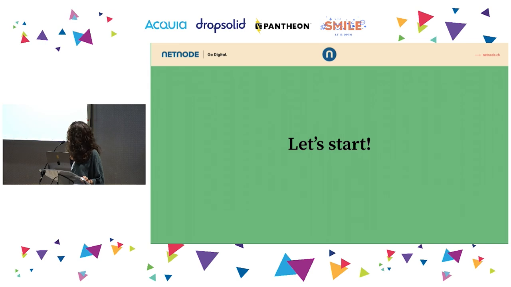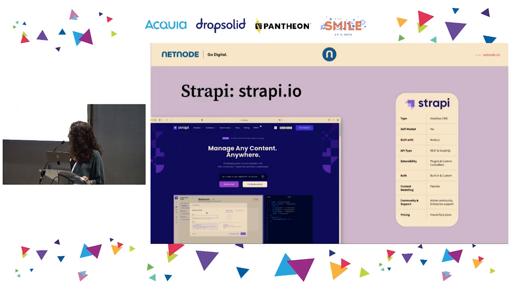So let's start. Our first fighter is Strapi. Strapi is a headless CMS. It can be self-hosted. It's built with Node.js, and they offer REST API and GraphQL. It's extensible. There are a lot of plugins, and you can extend it with custom controllers. The authentication is already built in, but you can customize it too. The content modeling is very flexible, there is an active community, and there is enterprise support too. And they offer free and paid plans.